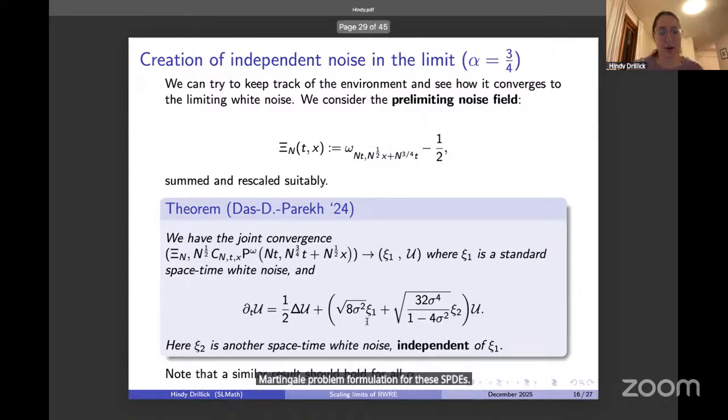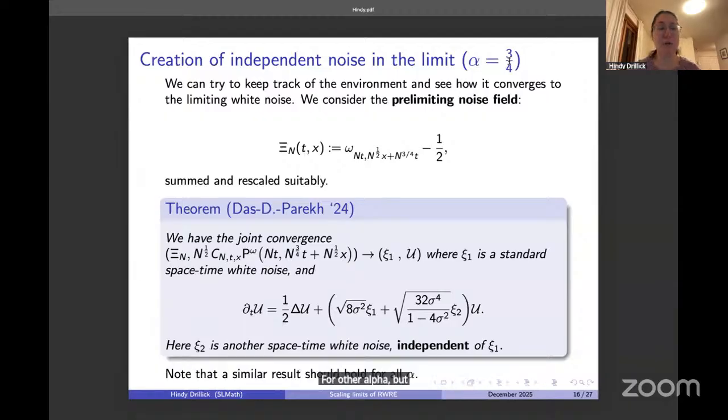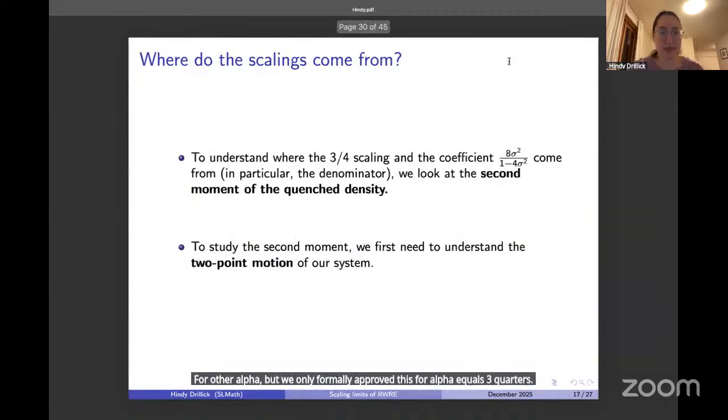Okay, so note that this was for alpha equal 3/4. Actually, we should be able to prove a similar result for other alpha, but we only formally proved this for alpha equals 3/4. Okay, for the rest of the talk, I want to focus, yeah.